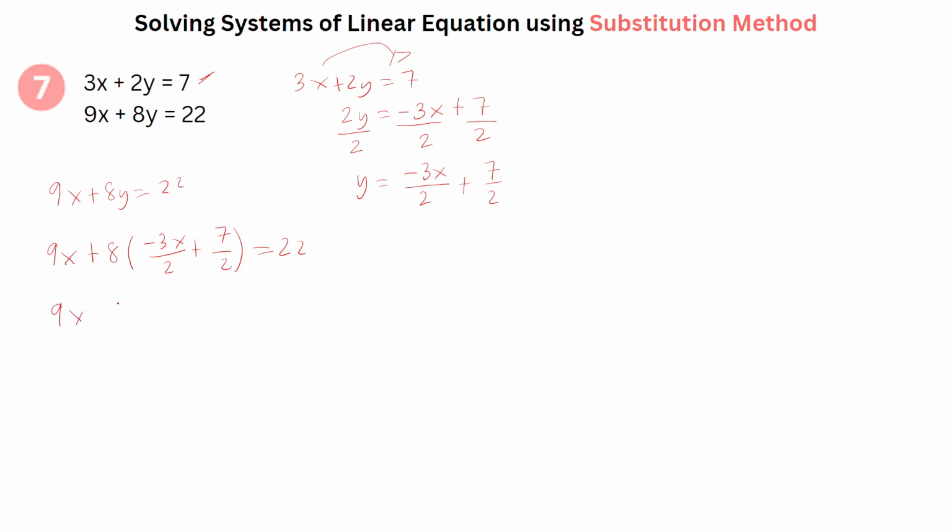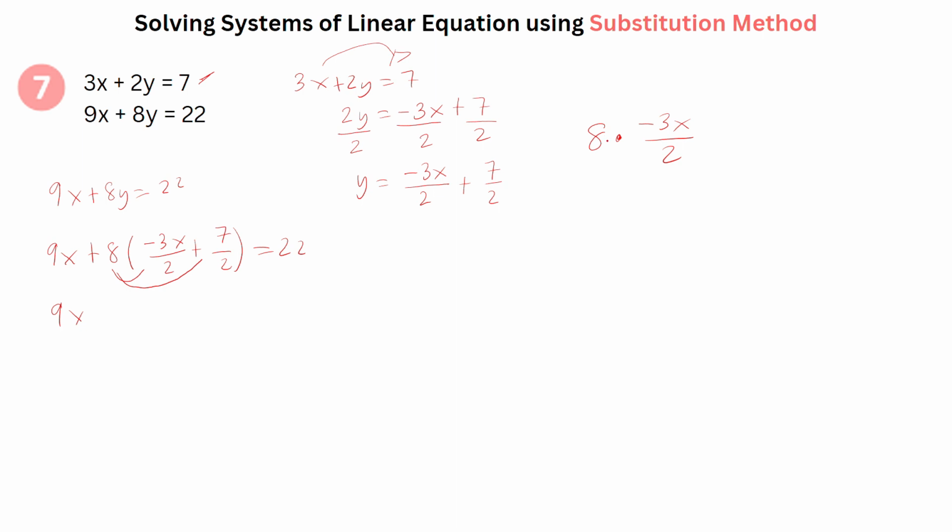9x. Let's start first with this one. Again, this is distribution. So let's start first with 8. 8 times negative 3x over 2. I will write here. For us not to be confused, what's the rule of multiplication of fractions? Numerator to numerator, denominator to denominator. That's the one I taught you before.